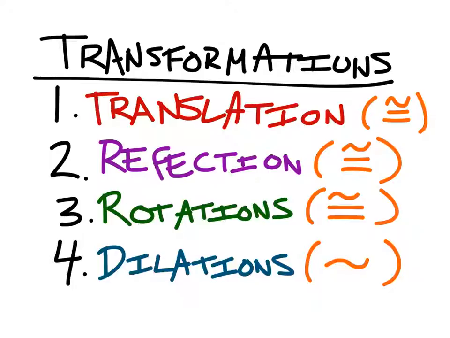Now notice the difference between the two symbols. Similarity does not have the equal part, but it has the squiggly part. Dilation is where we do change the size of the shape. So we usually make it bigger or smaller, such as this example.